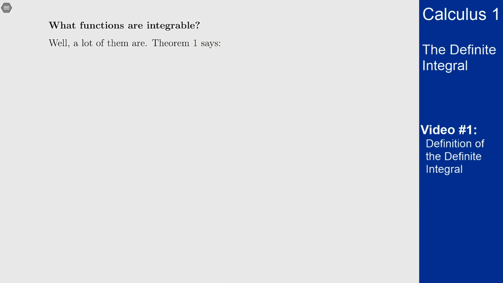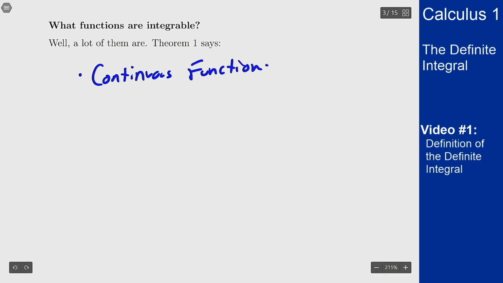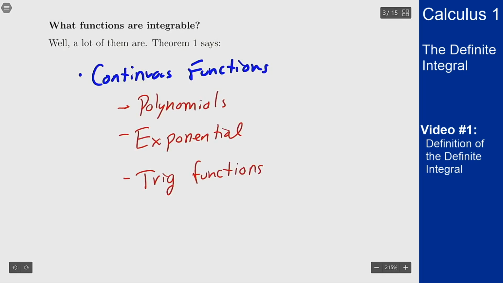So what functions are integrable? For what types of functions can I actually find the area via this method? The answer is a lot of them. The function has to be pretty bad for it to not be integrable. Theorem 1 tells us that continuous functions are integrable, which means things like polynomials, exponential functions, and trig functions are all integrable.